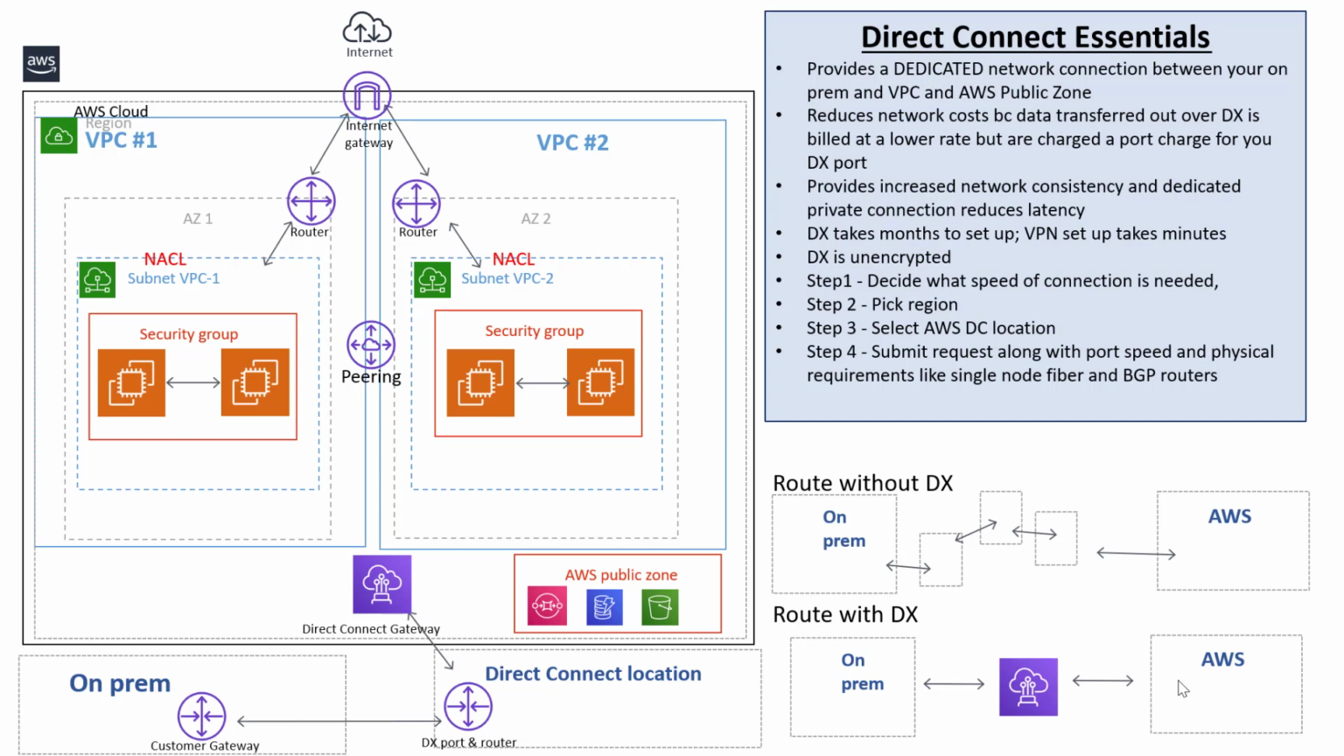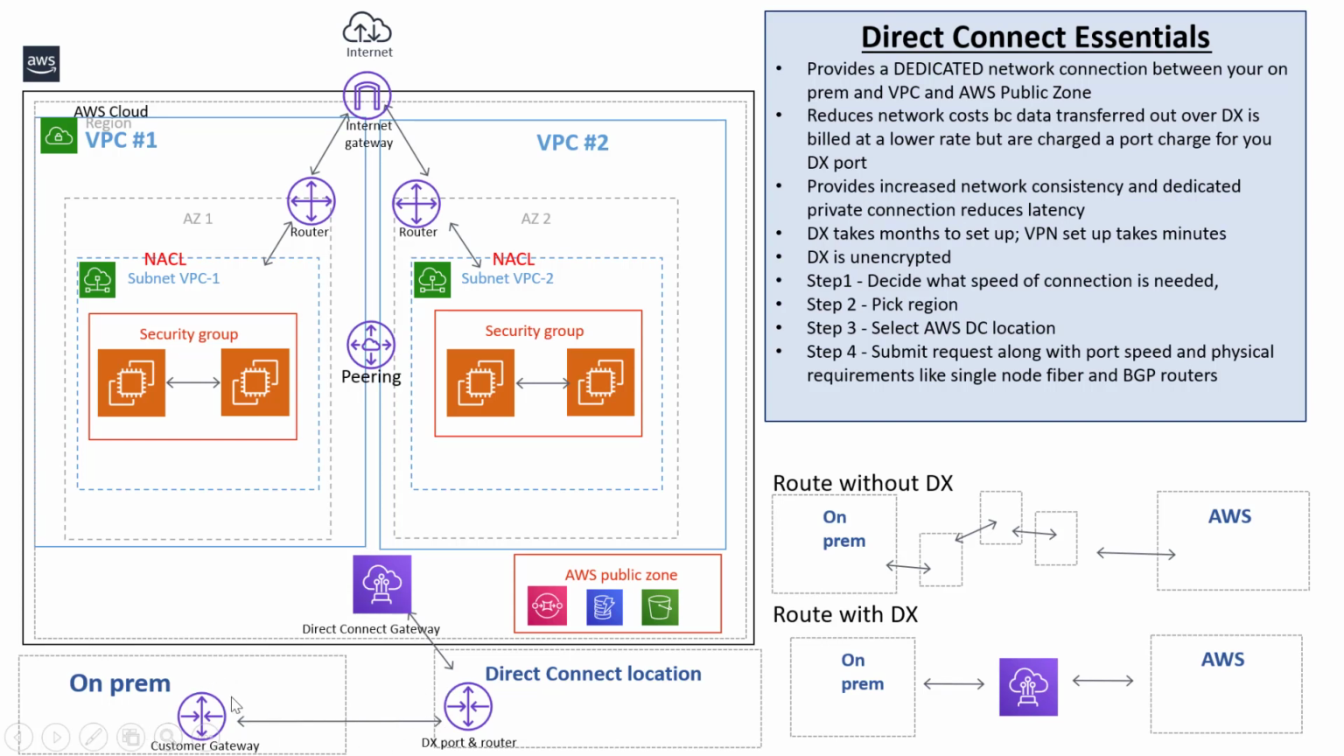Direct Connect also takes months to set up versus VPN, which literally takes minutes. If you watch our previous video, you'll see that you can have your VPN set up and running in just minutes. And also another important point, you might see this on your exam, is that a Direct Connect connection is unencrypted, and VPN obviously is encrypted. So there's just a couple of steps to set up your Direct Connect connection, and here's an example of what it looks like.